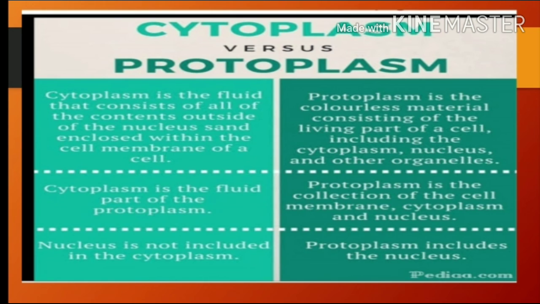Here in the first point we have already discussed what is cytoplasm and what is protoplasm, right? In the second point, cytoplasm is considered as the fluid part of the protoplasm, whereas protoplasm is the collection of cell membrane, cytoplasm and nucleus. In the third point, the nucleus is not included in the cytoplasm, whereas protoplasm includes the nucleus. Got it? Till now we have covered everything about the cytoplasm.